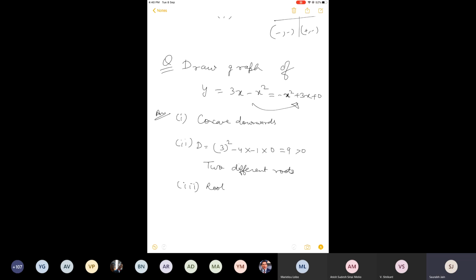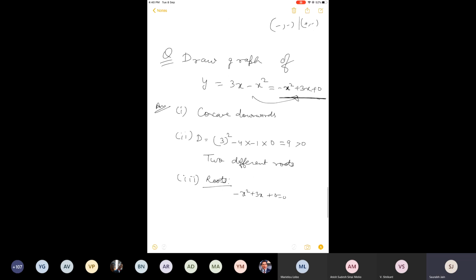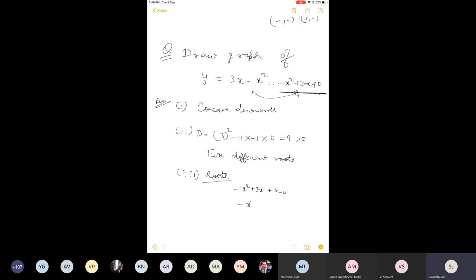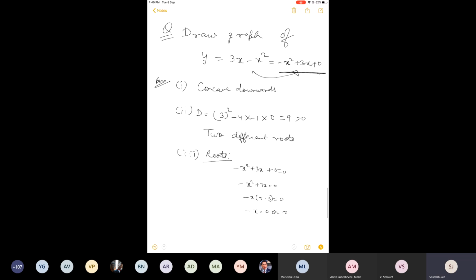For roots, we'll solve the quadratic equation: minus x square plus 3x plus 0 is equal to 0. I have written it like this now, so we need to solve this equation. Take minus x common: minus x into x minus 3. Minus x is 0 or x minus 3 is 0. So roots are 0 and 3.